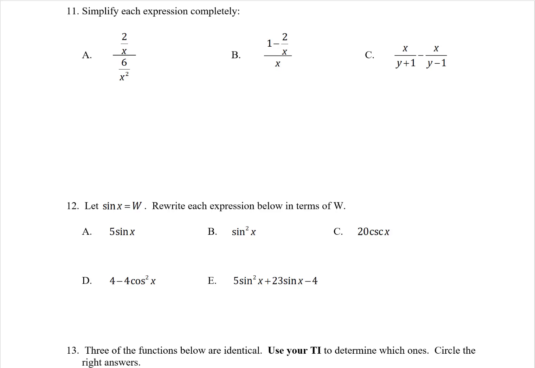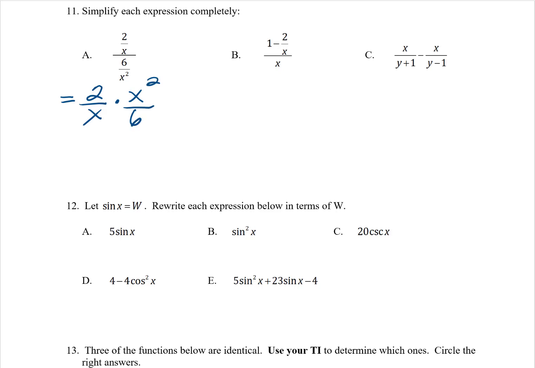Problem number 11, we're being asked to simplify. For part A, this is a complex fraction. I have one fraction divided by another fraction. I can just rewrite this as a multiplication problem. Dividing by 6 over x squared is the same as multiplying by the reciprocal, x squared over 6.